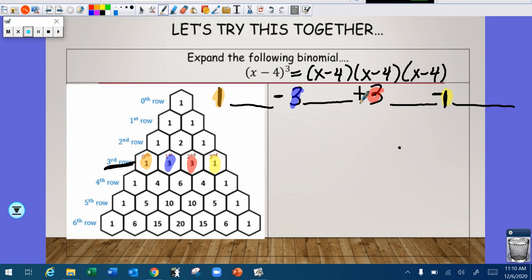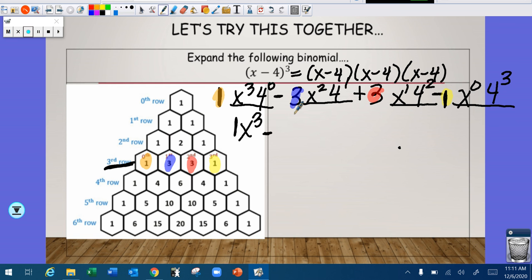Okay, so now I'm going to start with this x, and I start with the highest degree, which is 3, and then x to the second, x to the 1, x to the 0. Then I start with the 4, 4 to the 0, 4 to the 1, 4 to the 2, and then 4 to the 3. Okay? And then we're going to go do our math. 1 times 4 to the 0 is going to be 1.